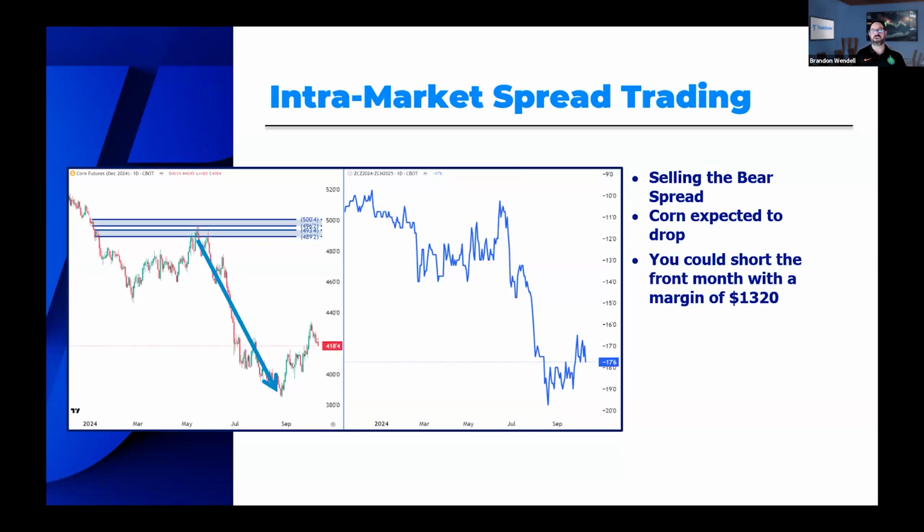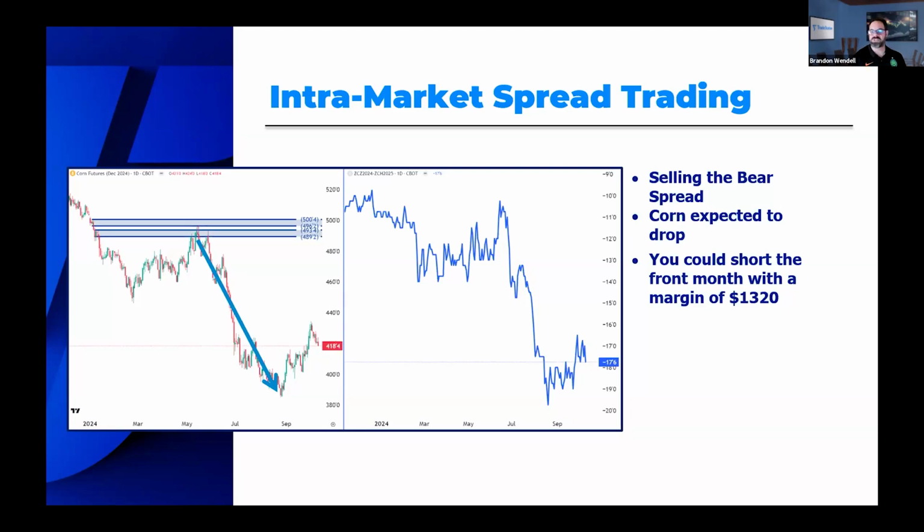Plus, I have some directional protection in case it goes against me. Whereas if I simply bought a contract, or in this case, shorted a contract, if the prices went up, I have zero protection. But if the prices go up against me in a spread, it may not hurt me as much because I'm both long and short.